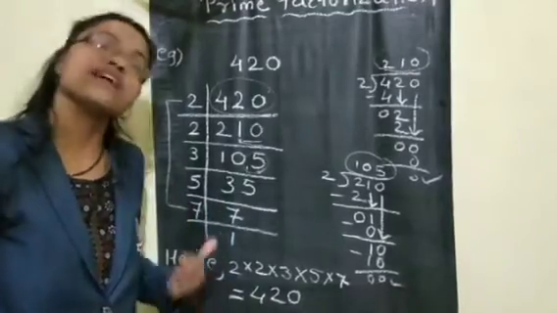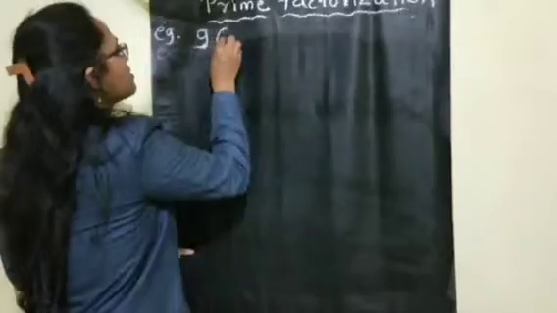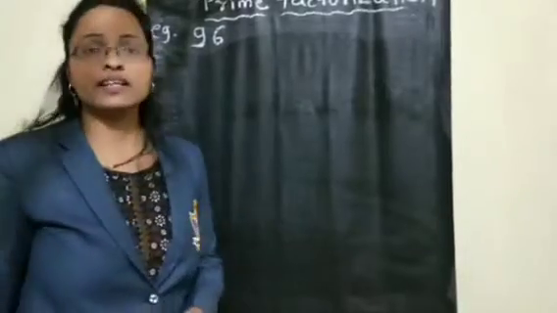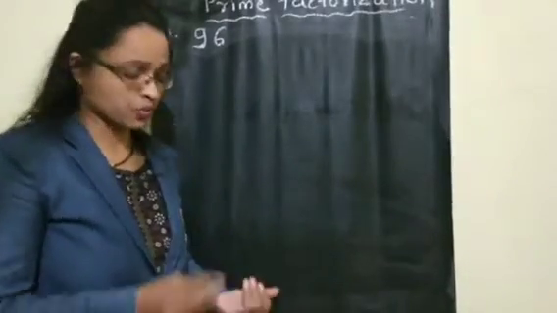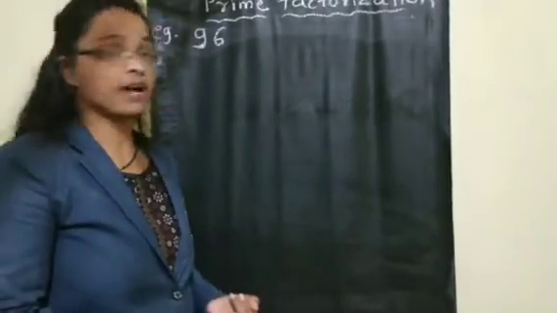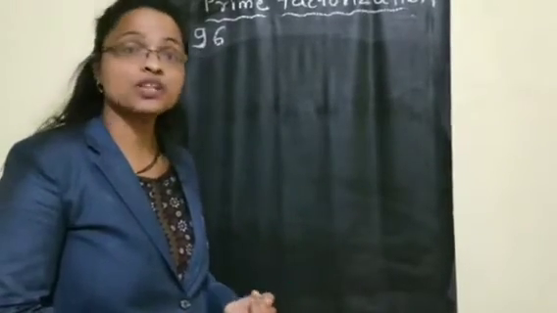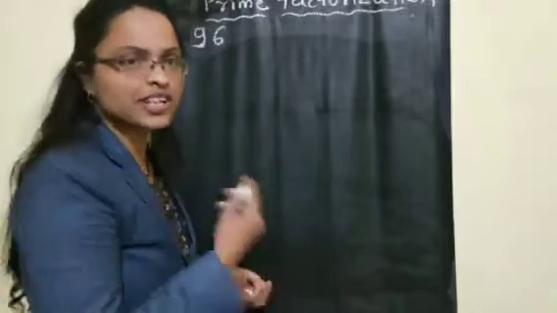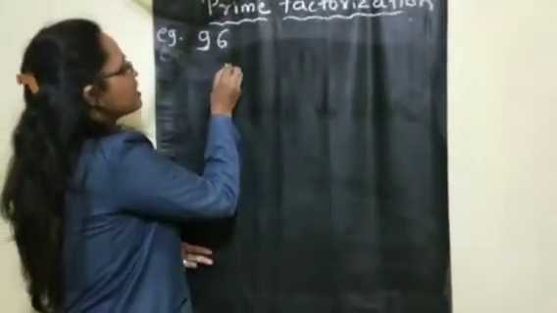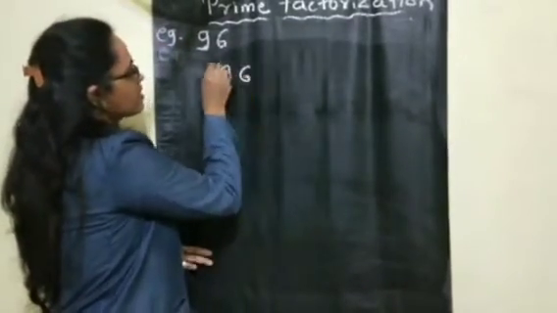Okay, let us try one more example with this. 96 now. Now you understood: we have to use the prime numbers to divide. Division should be exact, and until we get 1 at the bottom, we have to go on dividing. So let us do prime factorization easily. First write 96.